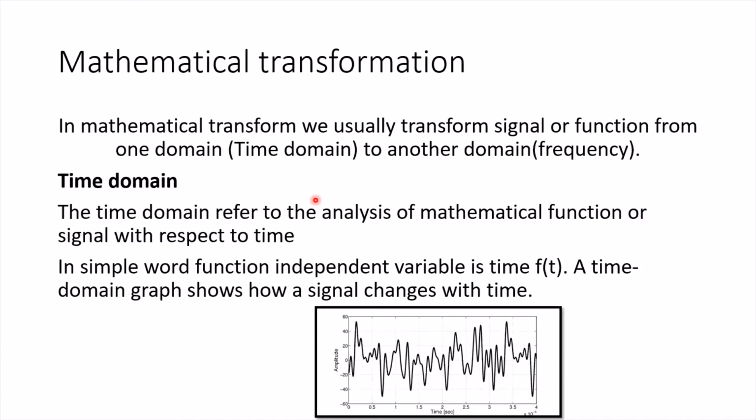What is time domain? Time domain refers to the analysis of a mathematical function or signal with respect to time. In simple words, if the independent variable of a function is time, then we call this function a time domain representation. In time domain representation, the graph shows the x-axis of the signal is time. The independent variable is always drawn on the x-axis.